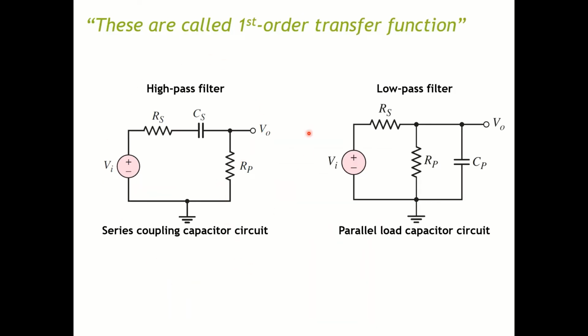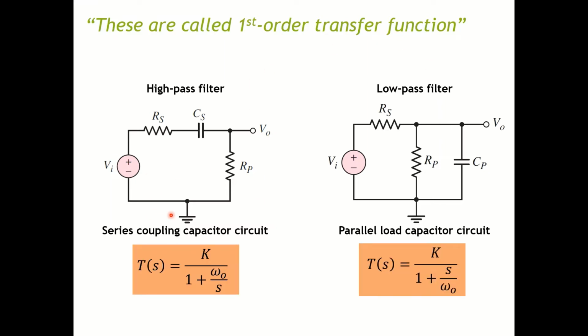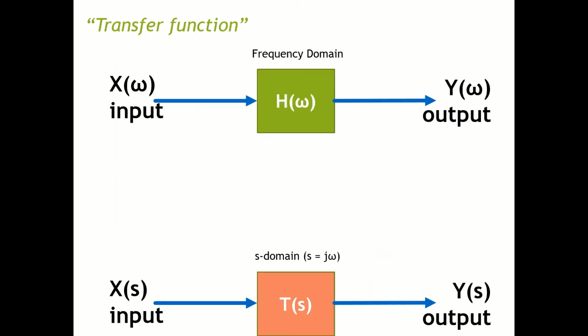So both of these two circuits, the high pass filter circuit and this low pass filter circuit, are called first order transfer functions, or first order amplifier circuits. The reason why is there's only one capacitor in this circuit. So I think I put a note on it: why first order? Because it only contains one capacitor.